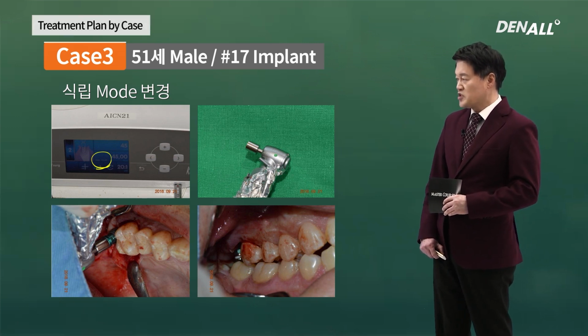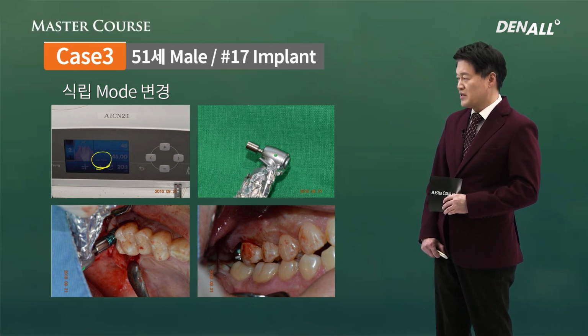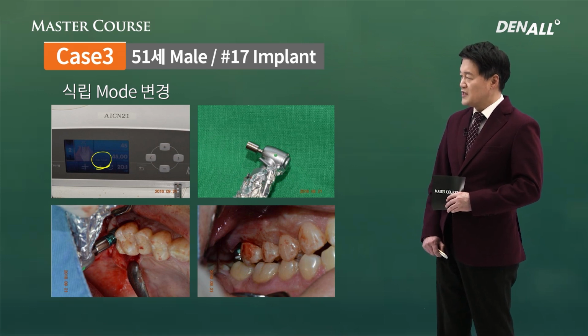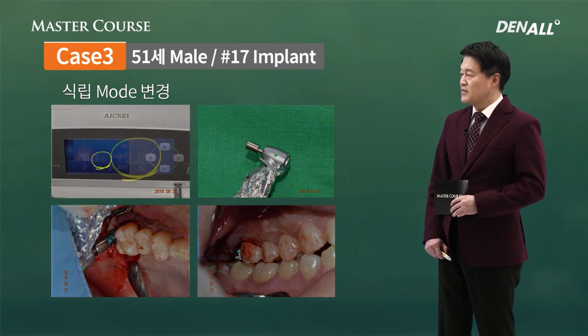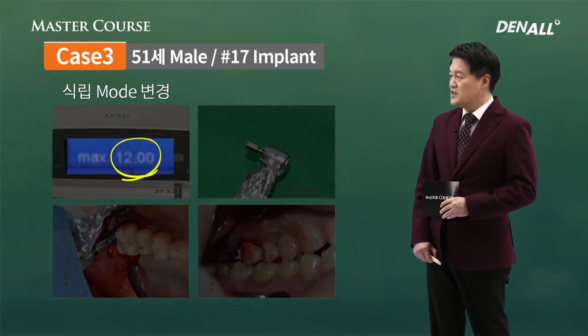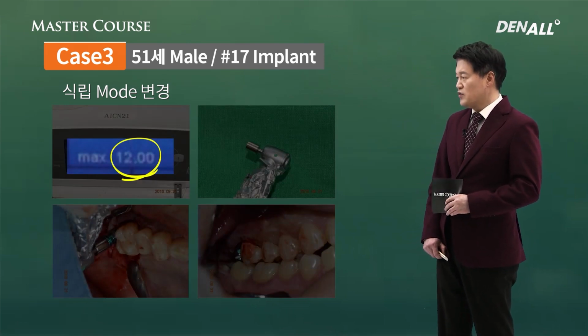With the mount on, I placed it. I checked the occlusion and checked the placement direction and depth. The mount, it's kind of tight. It was not 8mm. It was slightly lacking. The final torque was approximately 12 Newton centimeter, and depth control was done.